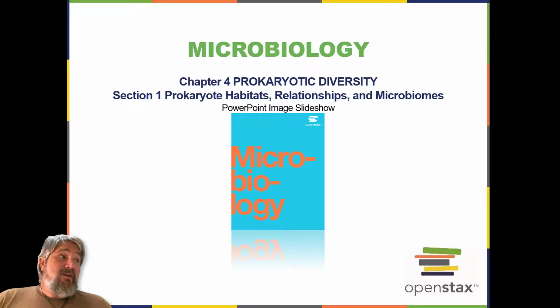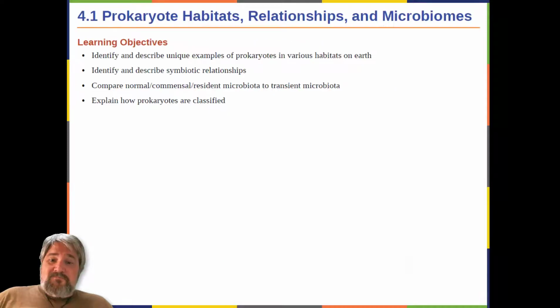Section 1. Prokaryote habitats, relationships, and microbiomes. Learning objectives. Identify and describe unique examples of prokaryotes in various habitats on Earth. Identify and describe symbiotic relationships. Compare normal, commensal, resident microbiota to transient microbiota. Explain how prokaryotes are classified.